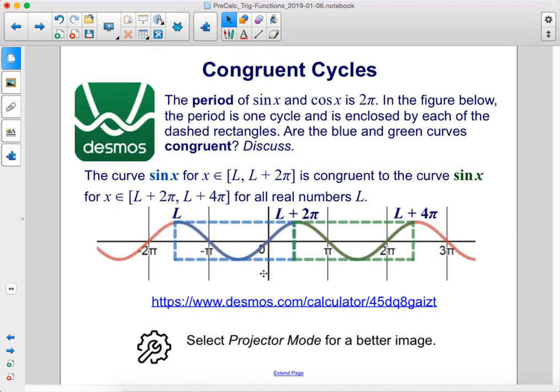The period of sine x and cosine x is 2 pi. In the figure below, the period is one cycle and is enclosed by each of the dashed rectangles. Are the blue and green curves congruent? Discuss. The curve sine x for x belonging to the interval L to L plus 2 pi is congruent to the curve sine x for x belonging to the interval L plus 2 pi to L plus 4 pi.